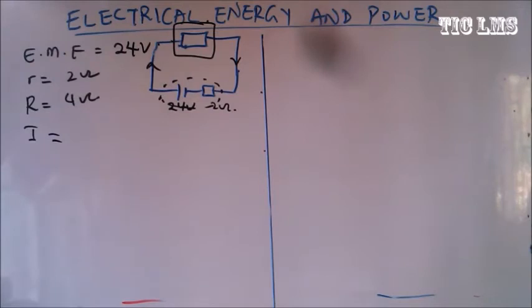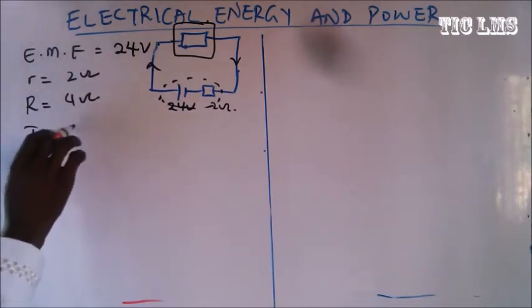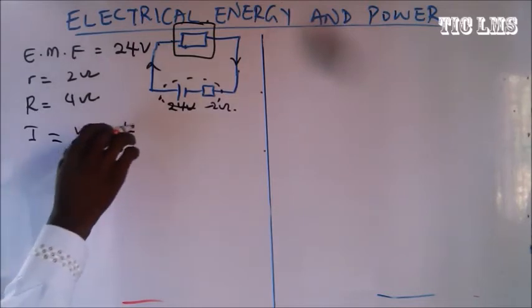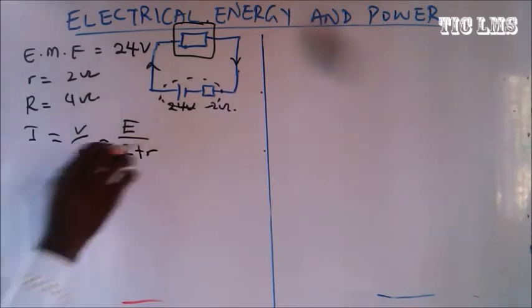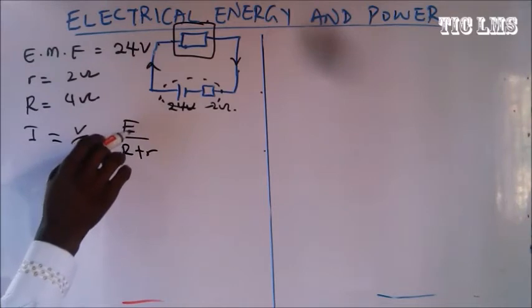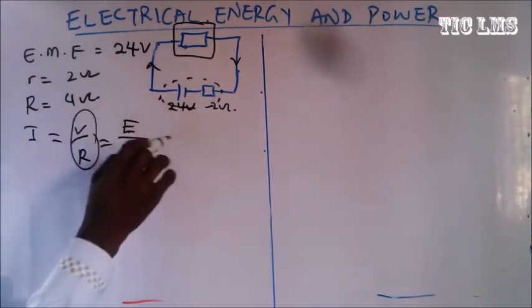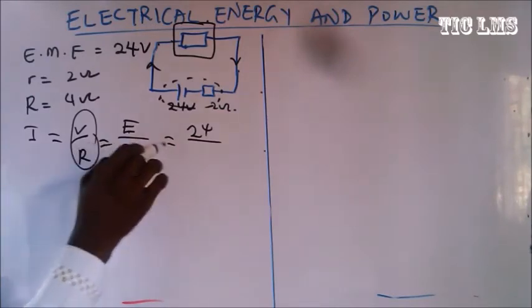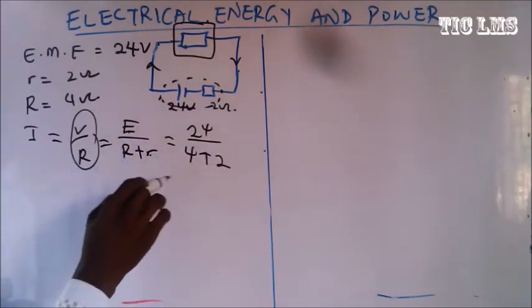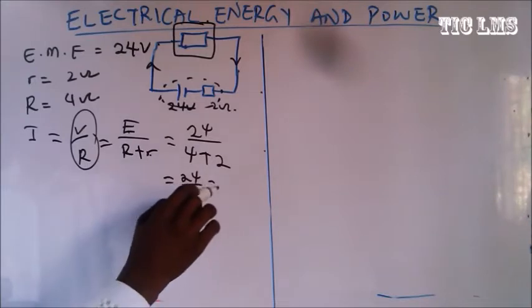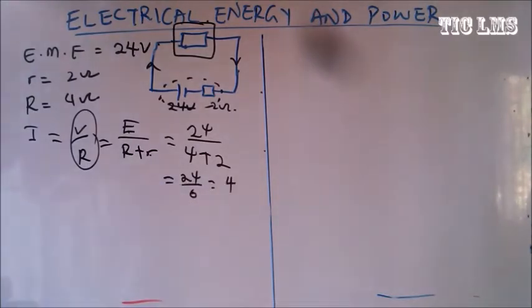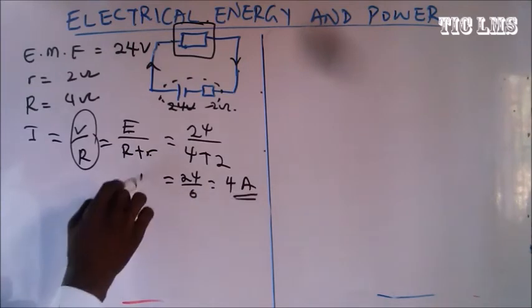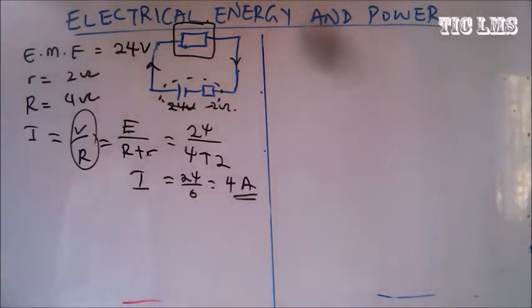So we have that current flowing in this circuit is V over R, which is equal to the EMF over R plus r. We will be making use of E and then R and r. So we have our E to be 24, and our R here is 4 plus 2. So we have 24 over 6. We have 4 amperes. So that is the current flowing in the circuit.